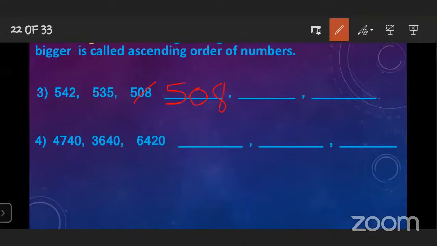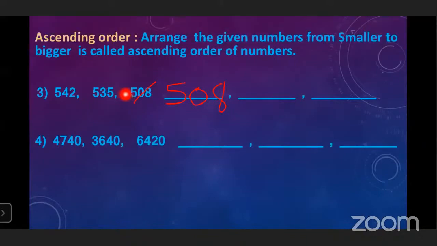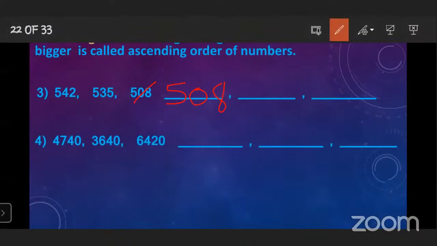After that, you have to compare the remaining two numbers. These are the two numbers, 542 and 535. Here also you have to see the higher place, and after that the next place. Here the next place has 4, and here the next place has 3. So this one is smaller, 535. So you have to write 535.